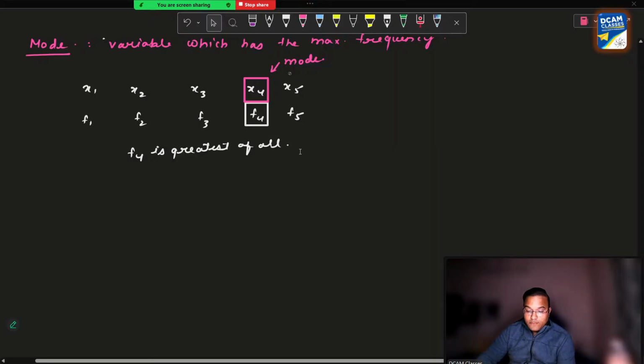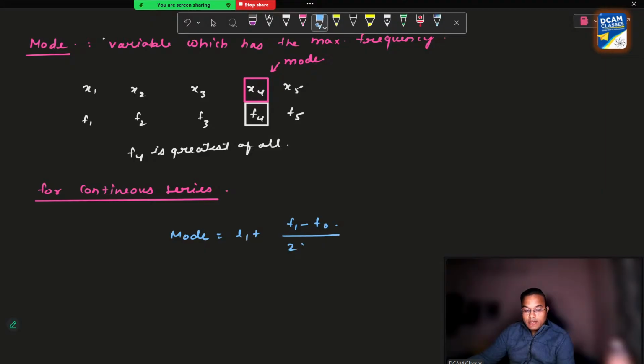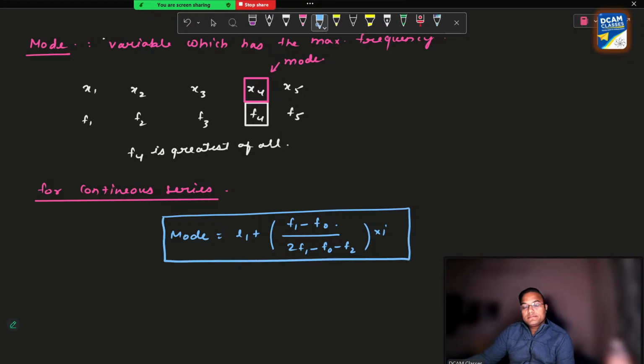Now, what happens when there is a continuous series? For continuous series, let me write the formula. Mode is equal to L1 plus F1 minus F0 divided by 2F1 minus F0 minus F2, into i. This is the mode.